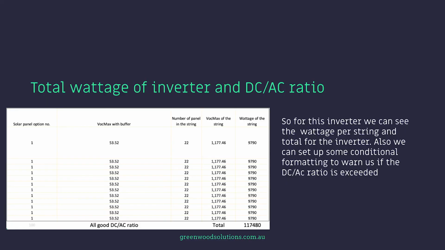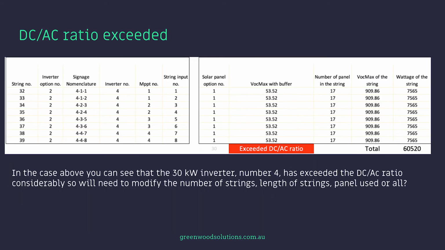Now we're looking at the total wattage of inverter and the DC to AC ratio. So for this inverter, we can see the wattage per string and total for the inverter. Also, we can set up some conditional formatting to warn us if the DC-AC ratio is exceeded. In the case above, you will see that the 30 kilowatt inverter, number 4, has exceeded the DC-AC ratio considerably, so we'll need to modify the number of strings or length of strings or the panel used or all.